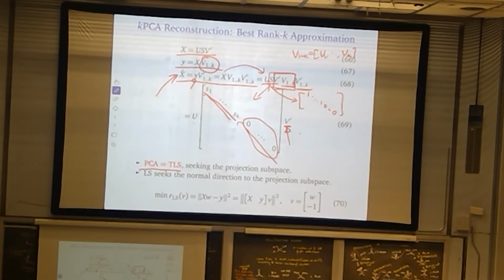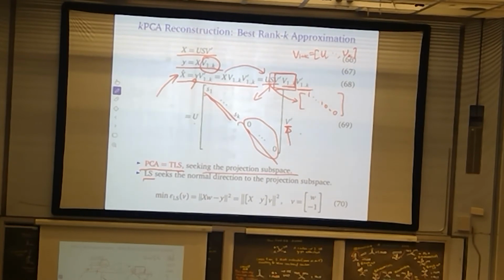Last lecture, we had a question. Why in LS are we looking for the first few, related to the dominant eigenvalues? Why is the TLS looking for the smallest one? Because the way they parameterize is different. In PCA and TLS, it's seeking the projection subspace, while in least square, it's seeking the normal direction to the projection subspace.